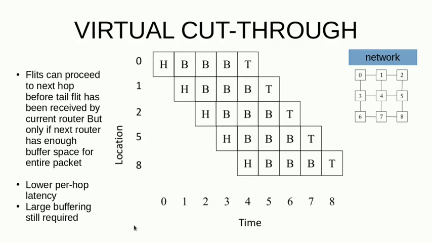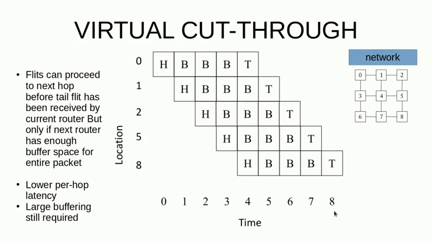We can move from the 0th node to the first node in a single cycle, and the remaining body flits and tail flit can follow us in a pipeline, and we can achieve the entire packet transmission in 9 cycles.